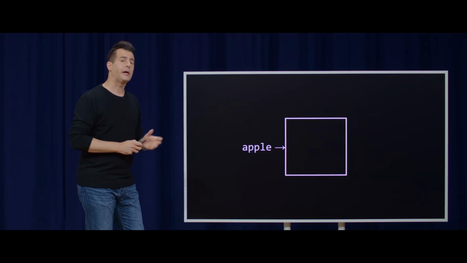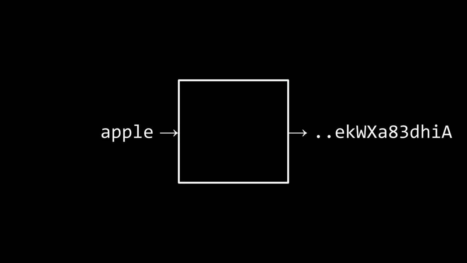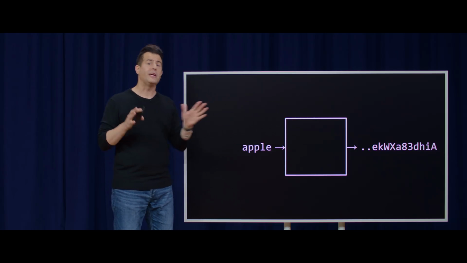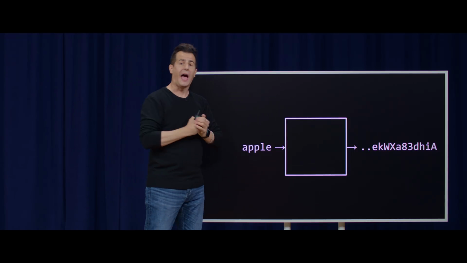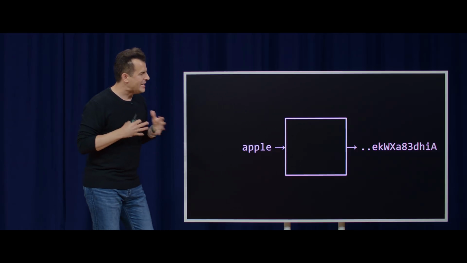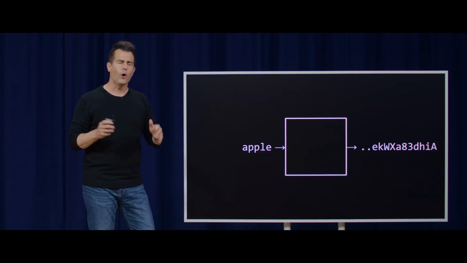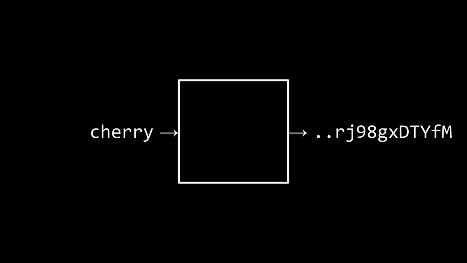So for instance, a very common older hash function for Apple might actually output this, EKWXA83DHIA, with some mixed uppercase and lowercase letters therein. Now it looks weird. You probably can't and shouldn't see any kind of pattern in there. There is a fancy math formula that took as input Apple and outputted as its hash value that string of text there. But in and of itself, it doesn't really leak any information like the number 1 or 2 or 3 would. So we've already made an improvement. Banana, meanwhile, would look like this. And cherry, meanwhile, would look like that. So notice that these values are indeed quite different.